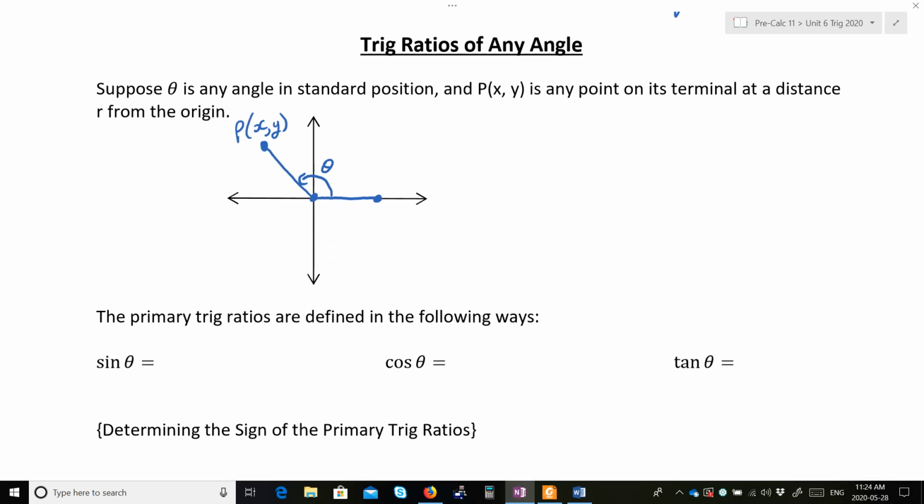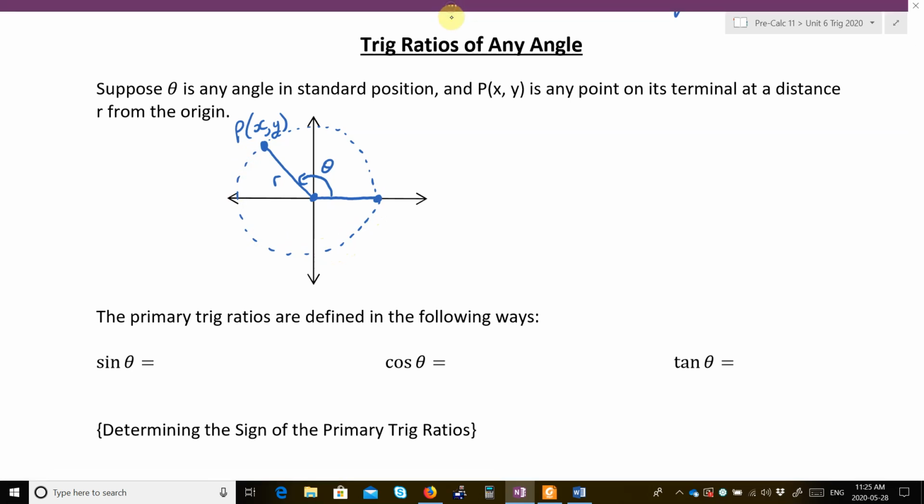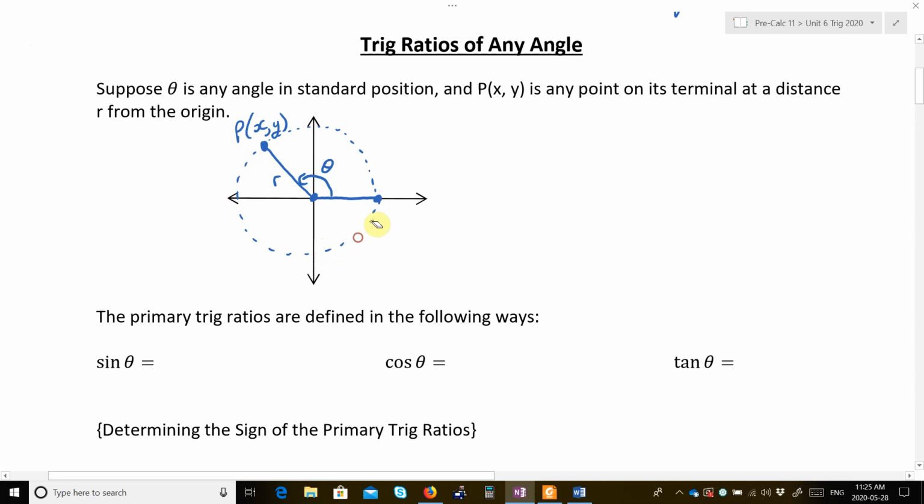Okay, and the point is a certain distance r from the origin. You know how the origin is (0, 0). And just as a little aside, the reason we call it r, guys, is because you can sort of think of this point as going around in a circle, right? And you can see then that that distance would be the radius. So that's where it kind of makes sense to use the letter r.